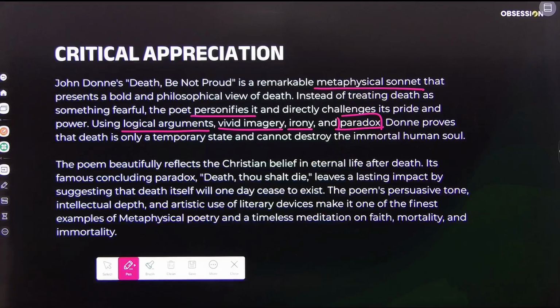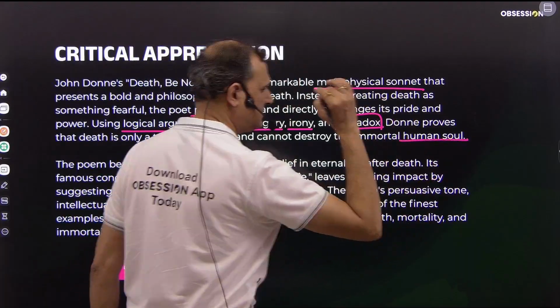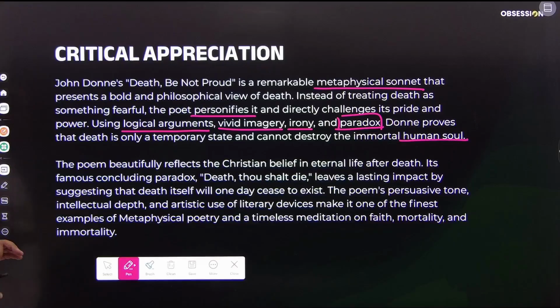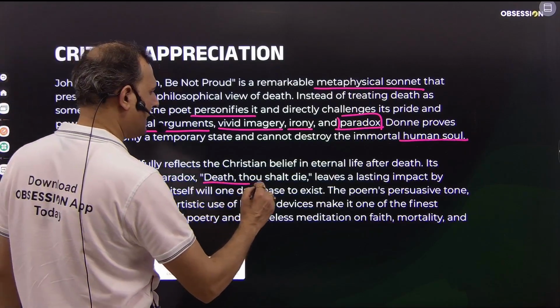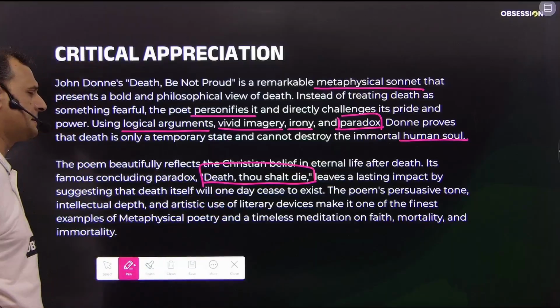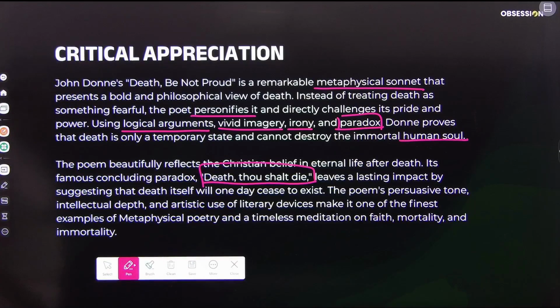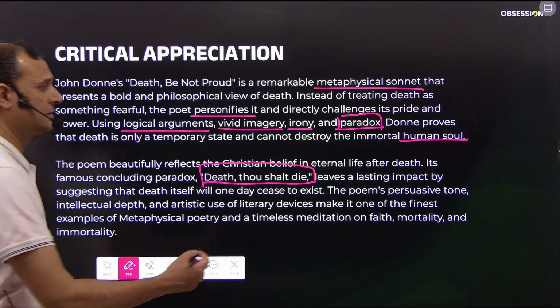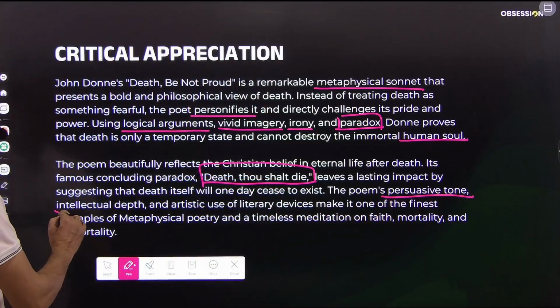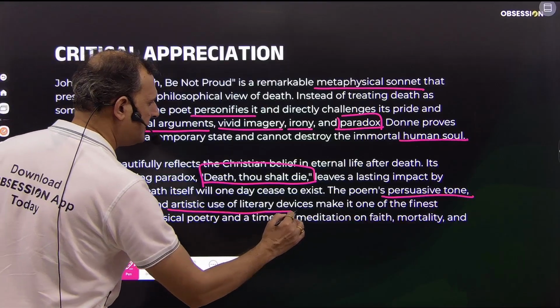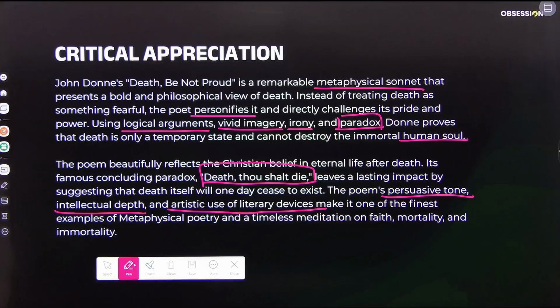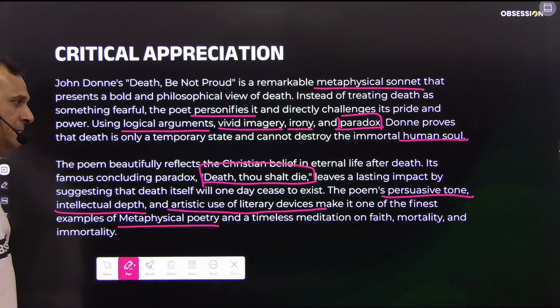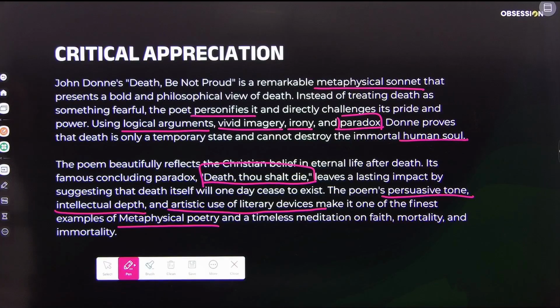Donne proves that death is only a temporary state and cannot destroy the immortal human soul. The poem beautifully reflects the Christian belief in eternal life after death. Its famous concluding paradox, death thou shalt die. Beta ye line yaad kar lena, likh ke aa jana exam please. Leaves a lasting impact by suggesting that death itself will one day cease to exist. The poem's persuasive tone, intellectual depth, and artistic use of literary devices make it one of the finest examples of metaphysical poetry, and a timeless meditation on faith, mortality, and immortality.